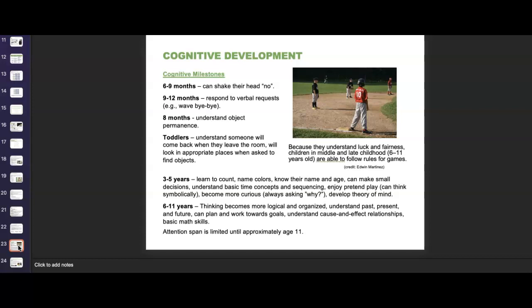At 8 months, they can also understand object permanence. Toddlers understand someone will come back when they leave the room. They will look in appropriate places when asked to find objects, but at 8 months, not so much.